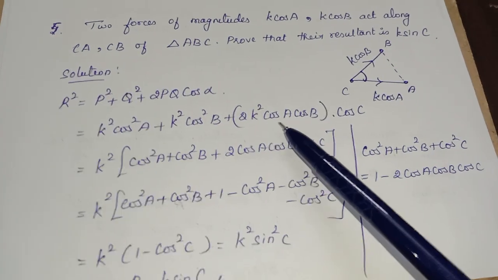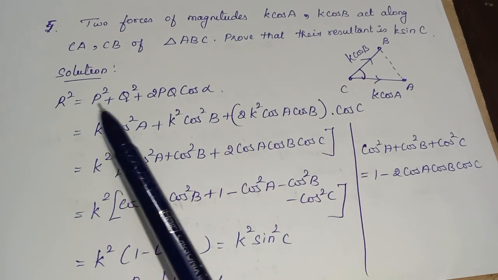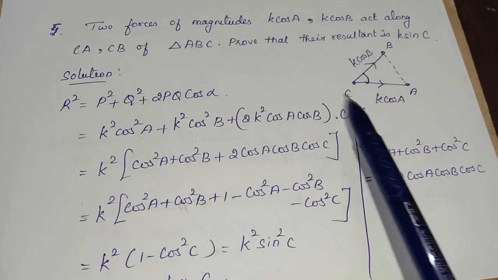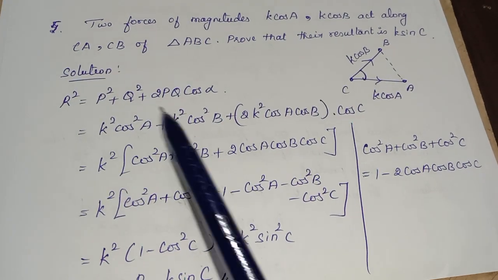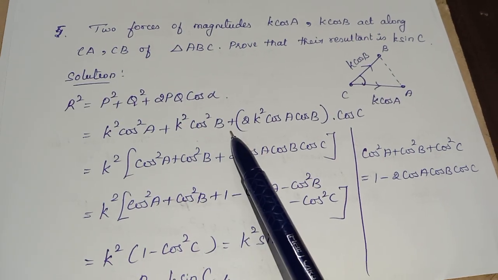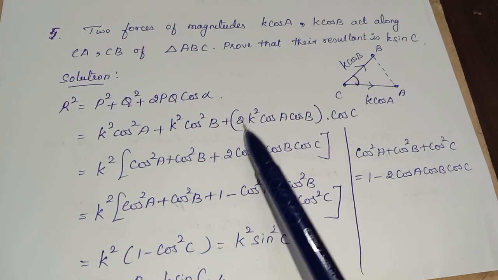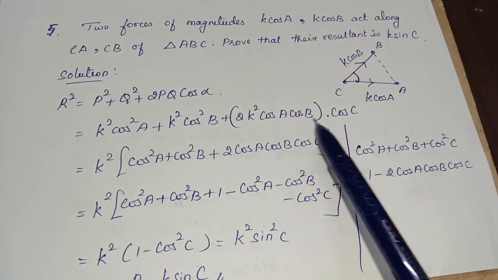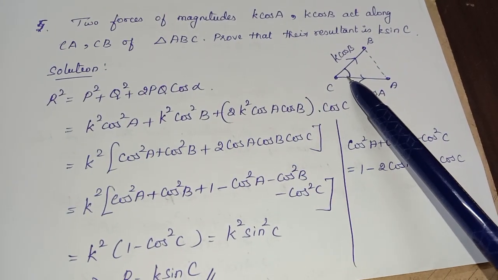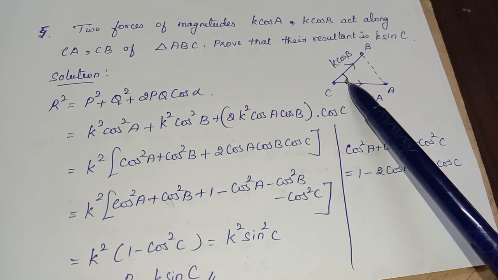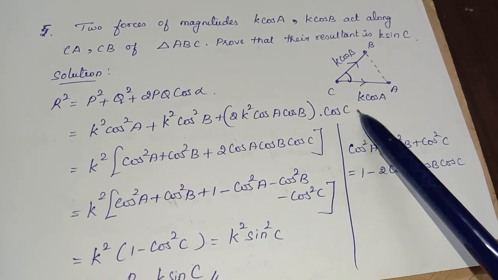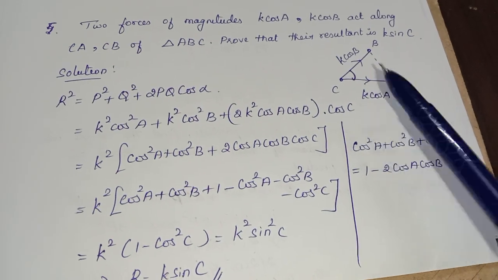So let us make use of the parallelogram law of forces. So R square equal to what? P square plus Q square plus 2PQ cos alpha. So substitute P equal to K cos A and Q equal to K cos B. So K square cos square A plus K square cos square B plus 2 into, what is this? K square cos A cos B into cos of the angle between them. See, this is my alpha, usually we take, no. This is equal to what? In this triangle, this is angle C, no? So I am writing it simply as cos C.